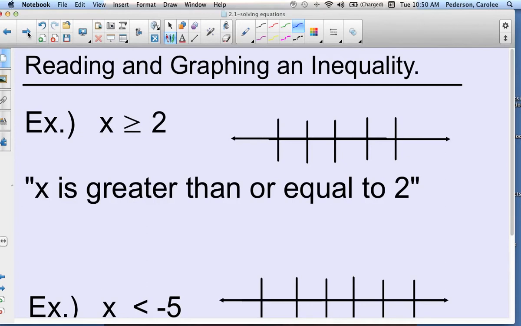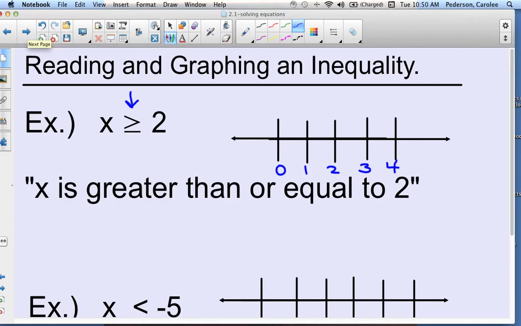So this first example, how we say this is x is greater than or equal to 2. Notice the alligator, I call this, is eating the variable. So that is greater than. So on a number line, I have a number line over here. We're just going to put a few numbers down. Let's put 0, 1, 2, 3, and 4. Remember, this number line does go on forever.